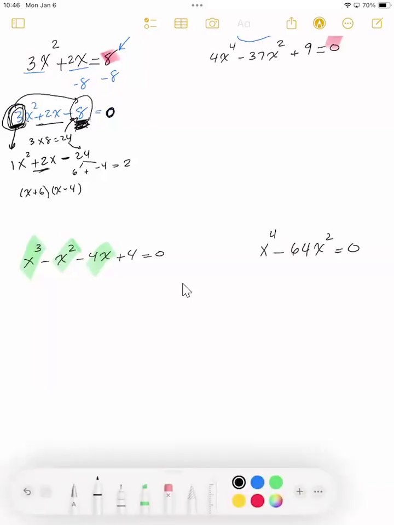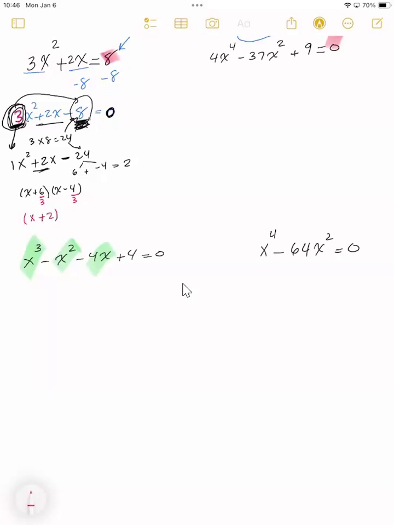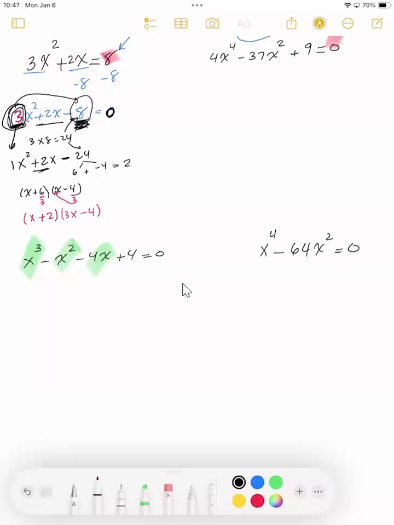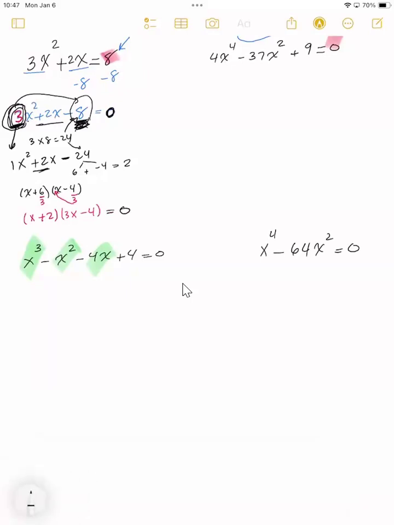And we are not done yet because now we have to remember to divide each factor by this 3 here. We reduce. 6 and 3 are reduced. We get x plus 2. But 4 and 3 cannot be reduced. 3 goes here. We get 3x minus 4 is equal to 0. So I was able to factor this and write it as x plus 2 times 3x minus 4.